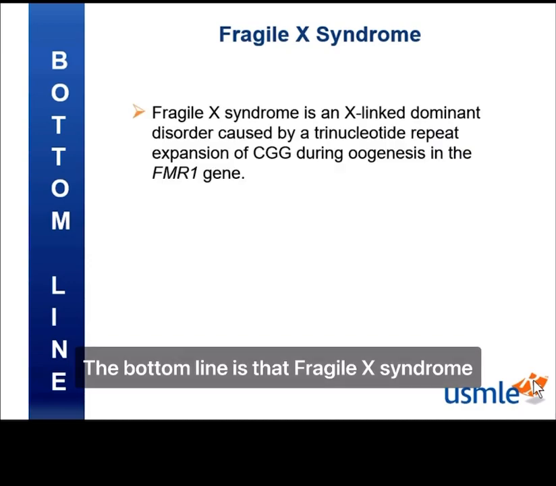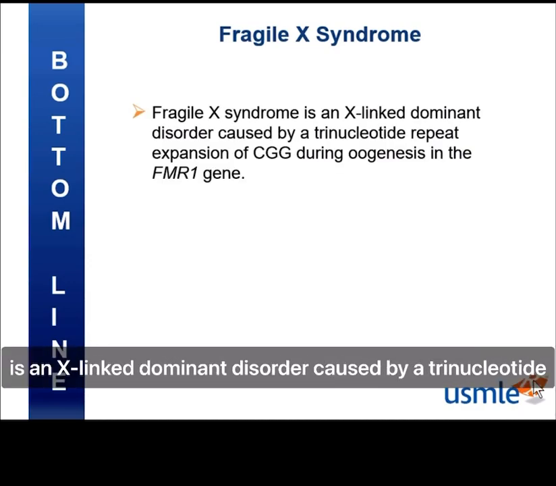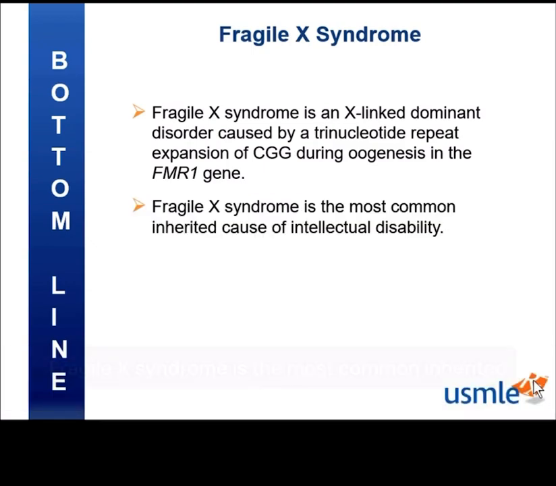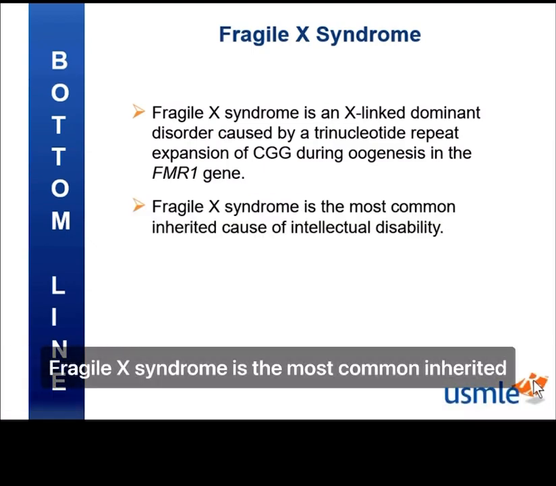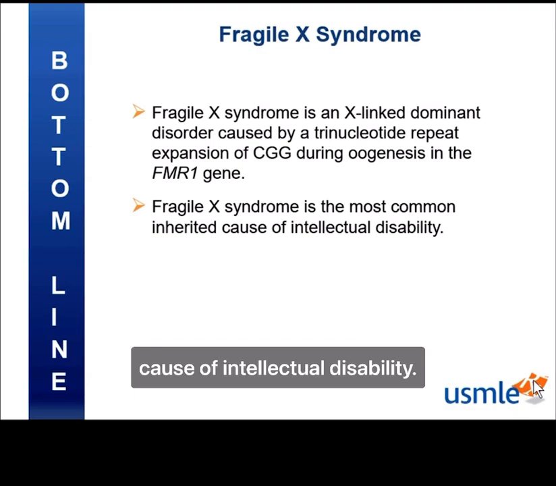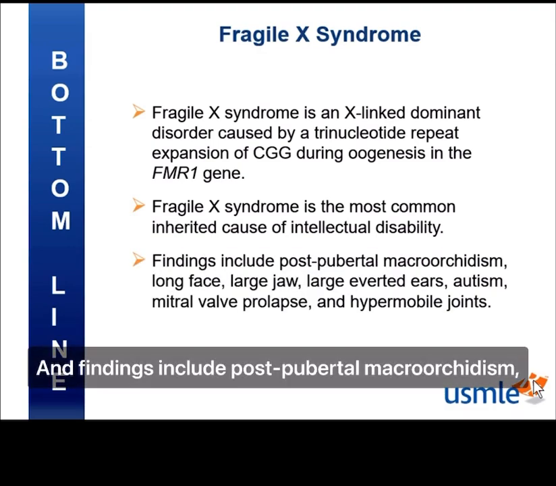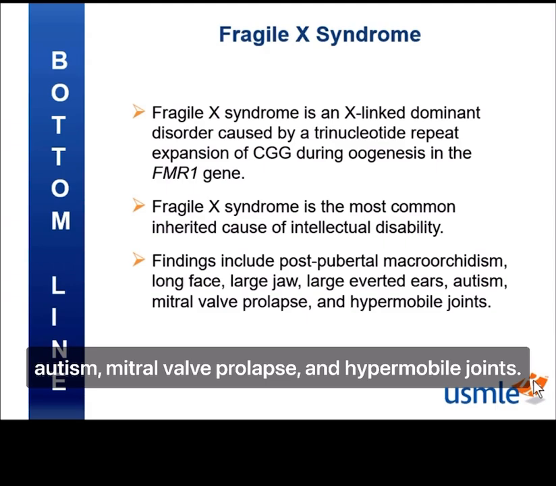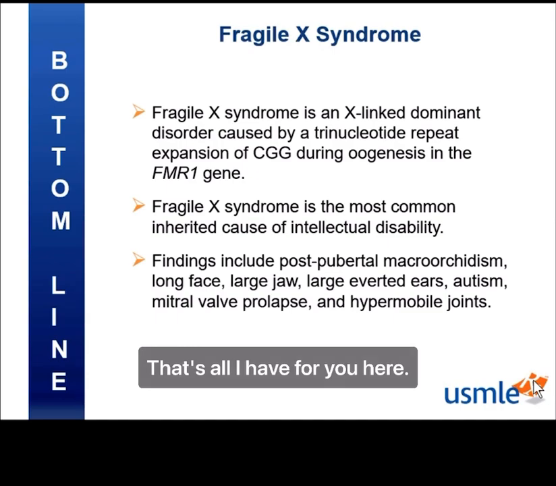The bottom line is that Fragile X syndrome is an X-linked dominant disorder caused by a trinucleotide repeat expansion of CGG during oogenesis in the FMR1 gene. Fragile X syndrome is the most common inherited cause of intellectual disability, and findings include post-pubertal macroorchidism, long face, large jaw, large everted ears, autism, mitral valve prolapse, and hypermobile joints. That's all I have for you here.